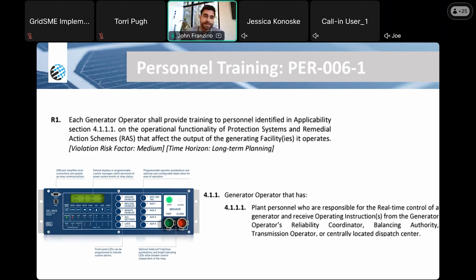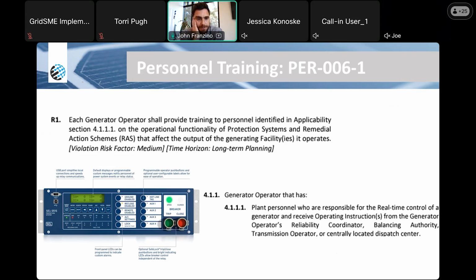So when doing PR6 training for a GOP, this usually involves a facility-by-facility basis, generator owner site by generator owner site, walking through the 3-line diagrams, looking at the protection schemes, and understanding them. They don't need to be a protection system expert by the end of this training, but they need to understand the basics and how these elements are coordinated and work in tandem. And then they need to be trained on that. Again, this should be done prior to registration and then maintained thereafter.